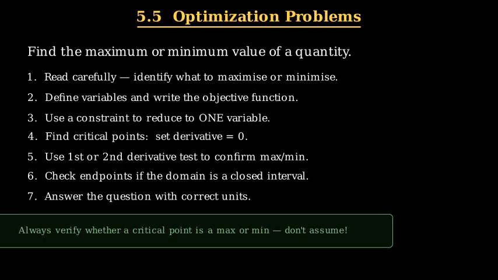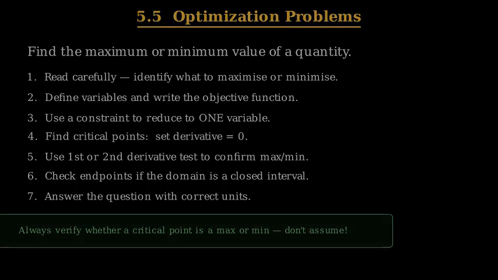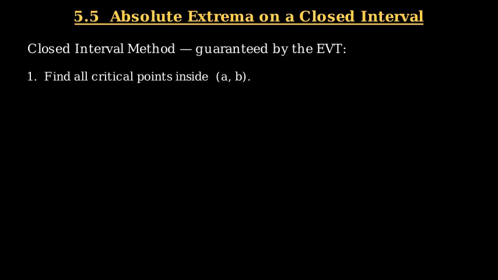Section 6.5. U substitution. U substitution is the chain rule reversed. Use it when the integrand contains g of x and its derivative g prime of x. Step 1. Choose u equals g of x, usually the inner function. Step 2. Compute du equals g prime of x dx. Step 3. Rewrite the entire integral in terms of u.